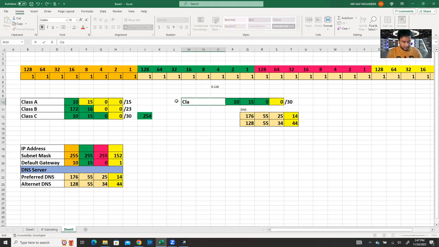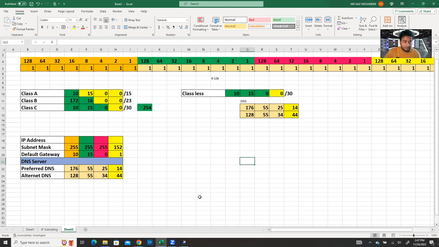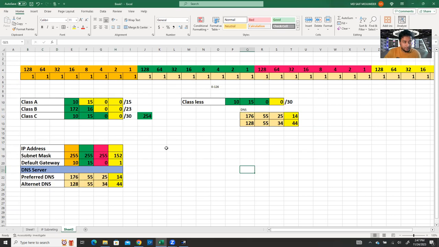It's actually classless. Okay. So now we're going to learn. For learning this, we have to do one thing. Network, and then default gateway, and then starting IP.